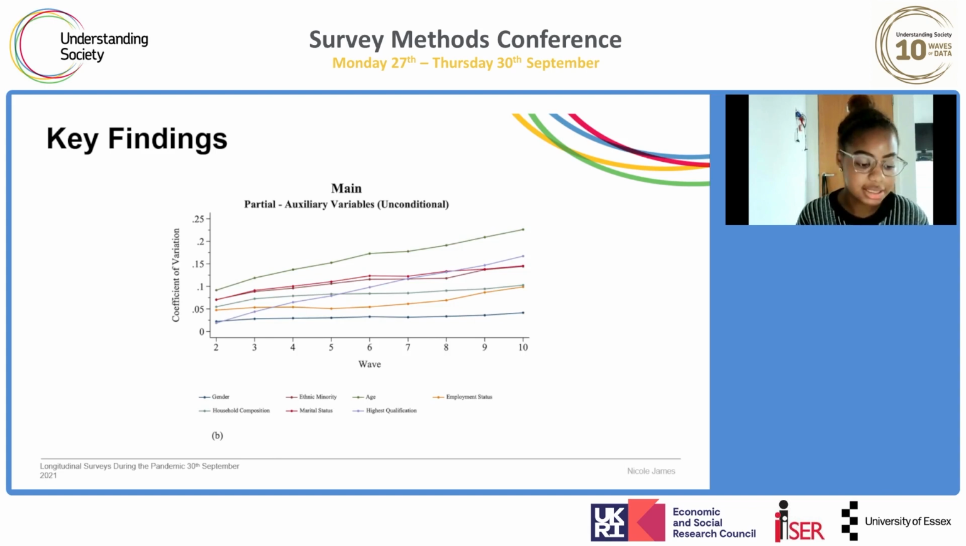So for the main survey, this is the unconditional partial CV. All of the auxiliary variables increase over time, which means the representativeness decreases over time. And 2 auxiliary variables that are worth noting are age, which is the one at the top, and highest qualification, which is the second one. And they just show that the representativeness decreases over time.